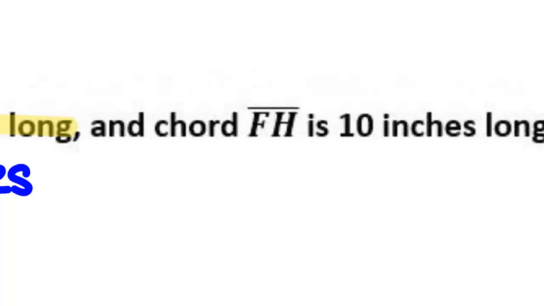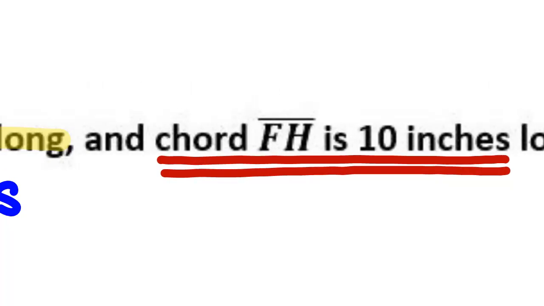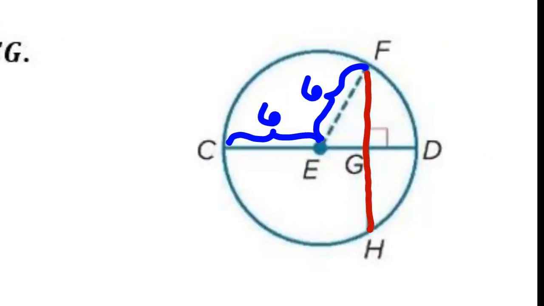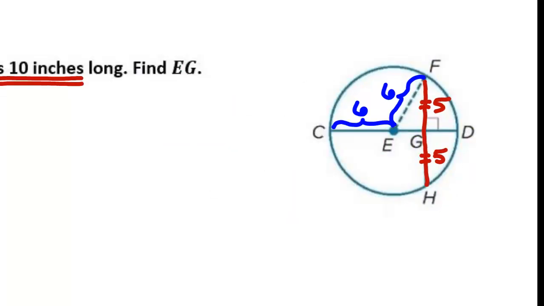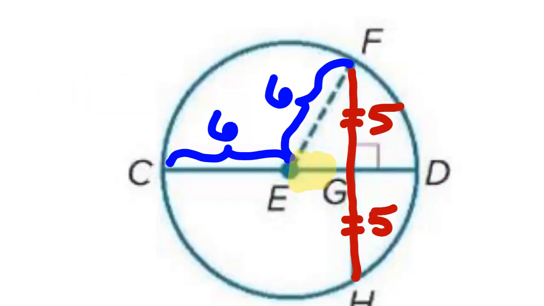It also tells us here that chord FH is 10 inches. What is my diameter doing to chord FH? Bisecting it. So how big is each part? 5. What do they want us to find? They want us to find EG. EG is this little piece of segment right here. We don't have a formal name for it. It's like part of a radius. It's part of the diameter, but I don't have a name for that particular piece. It's just that little segment there.